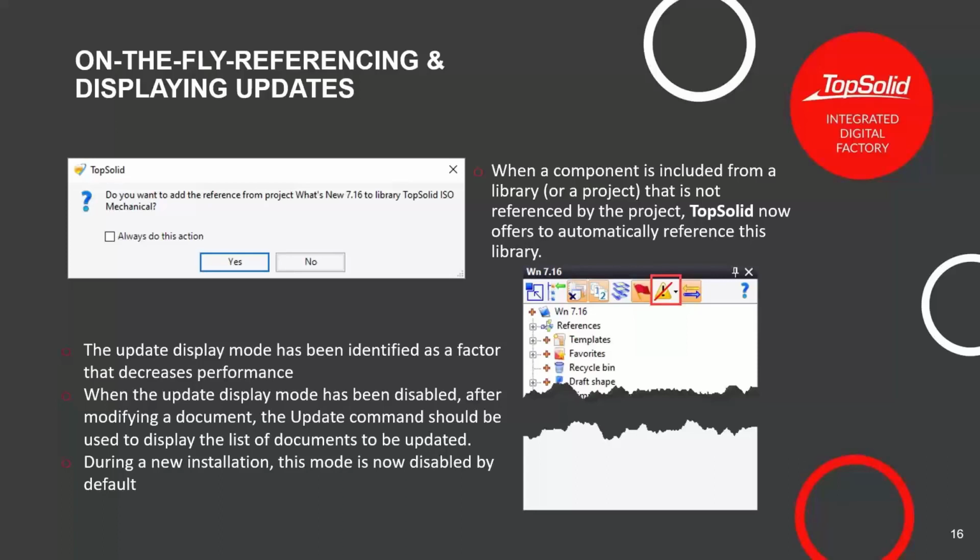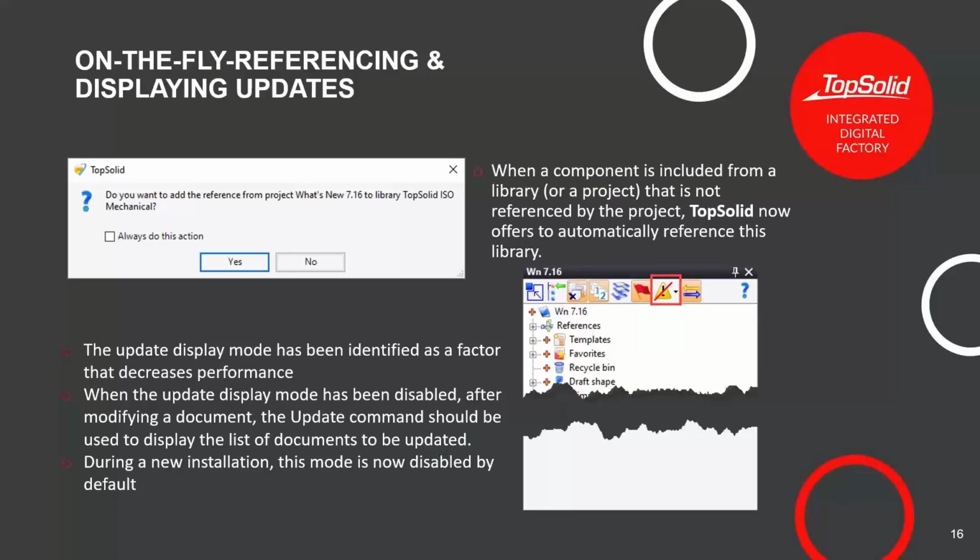The improvement here is this. A little window will pop up and just ask you, do you want to reference this project? You can choose yes or no. So it's still informing you that it's not part of your current references, but it's giving you the option on the fly to just automatically reference it so that you can just continue with your work without wasting a lot of time. Again, a nice little improvement.